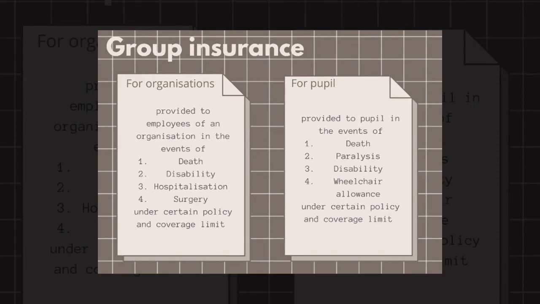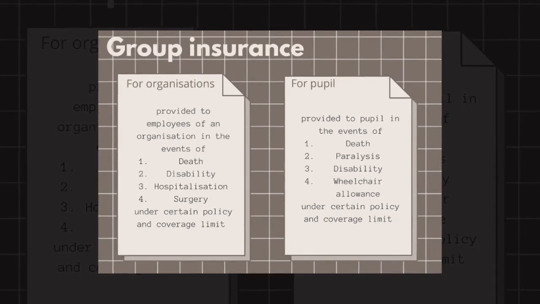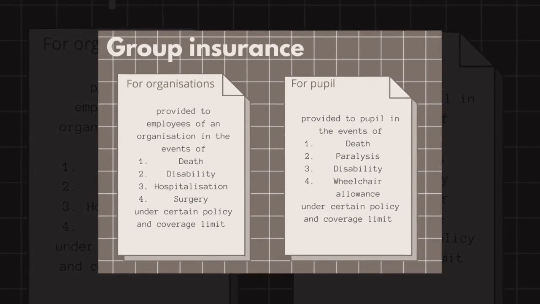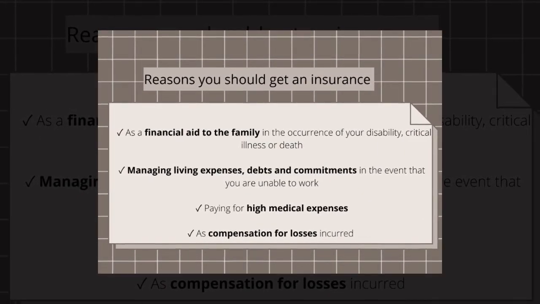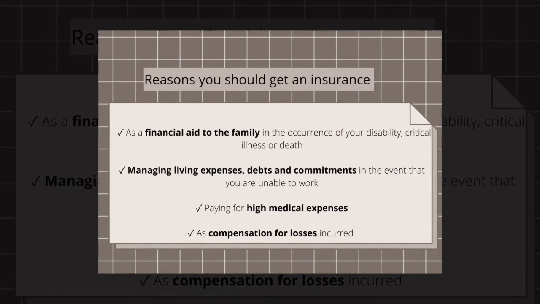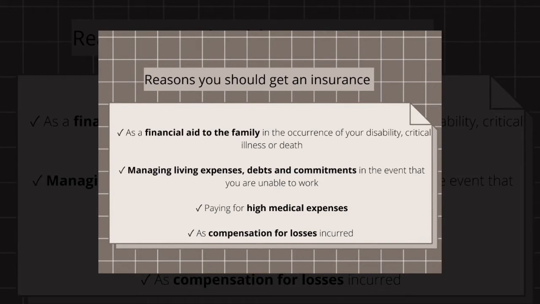Group insurance for organizations provides to employees in the event of death, disability, hospitalizations, and surgery under certain policies and coverage limit. It also provides to people in the event of death, paralysis, disability, and wheelchair allowance under certain policy and coverage limit. Why should we get an insurance? First, as a financial aid to the family in the occurrence of your disability, critical illness, or death. Second, managing life expenses, debts, and commitments in the events that you are unable to work. Third, paying for higher medical expenses. And lastly, as compensation for loss incurred.